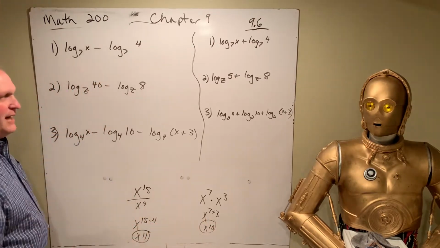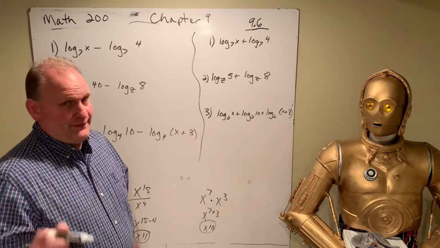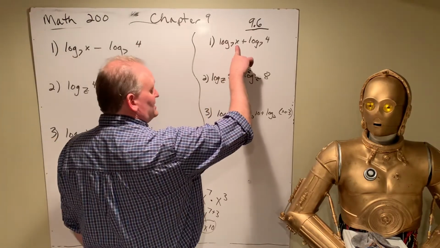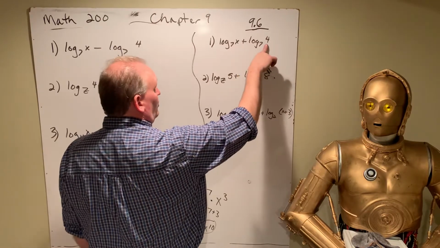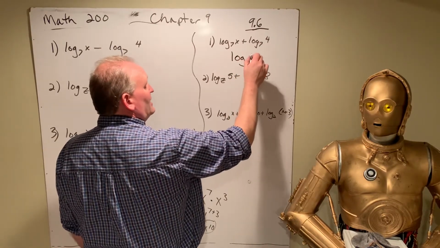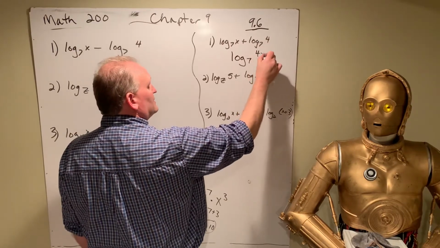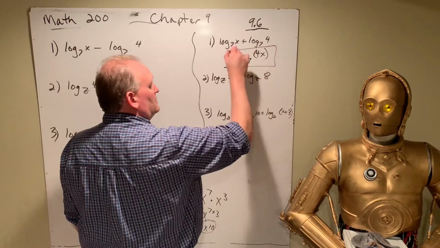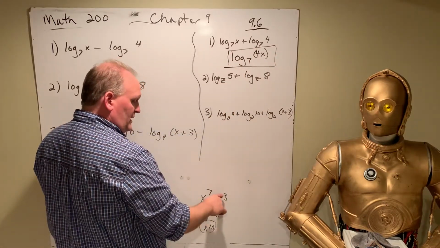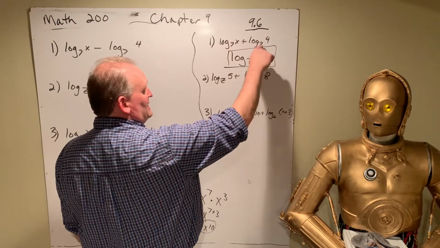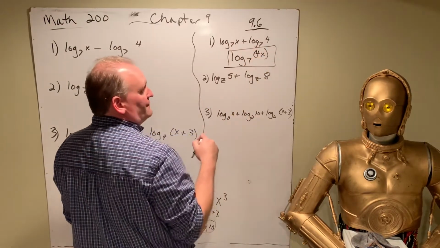So keeping that in mind, logs are just a fancy way of writing exponents. So if I have log base 7 of x plus log base 7 of 4, I could write that as log base 7 of 4x, or x times 4. When I multiplied like bases, I added exponents. If I'm adding up logs with the same base, I can multiply them. All right?